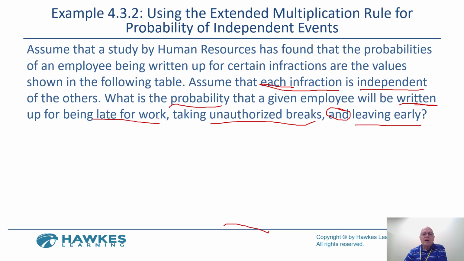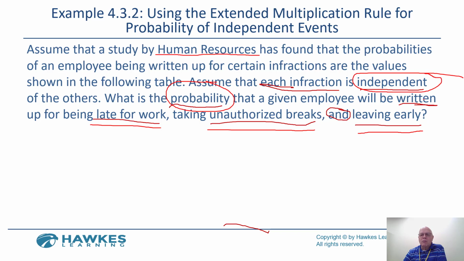We've got another one here, quite different. Human Resources has been keeping track and found the probabilities that employees are written up for certain infractions. We want to find the probability that a given employee is written up for three things: being late for work, for unauthorized breaks, and leaving early, all three. Now remember, we're assuming that these are independent events, so we can just multiply the individual probabilities.